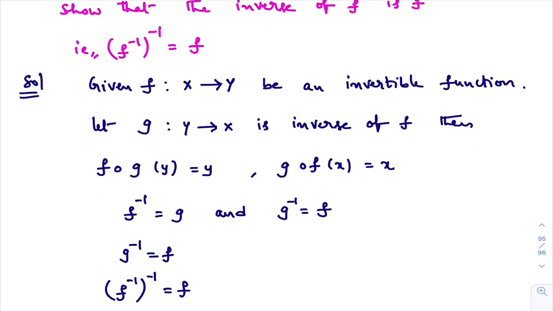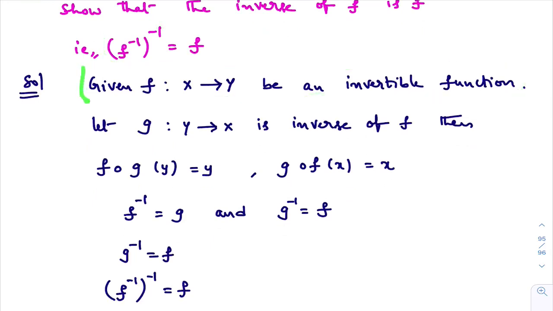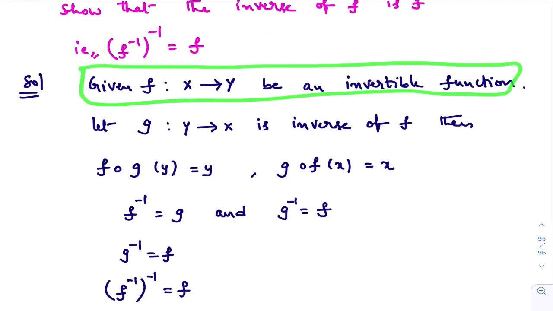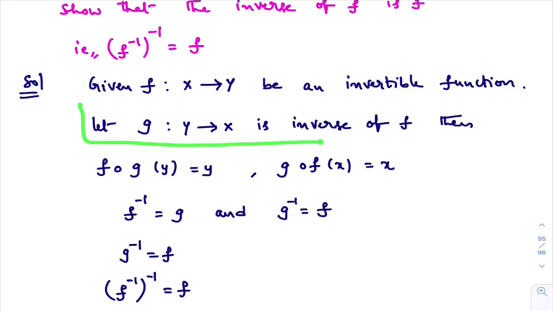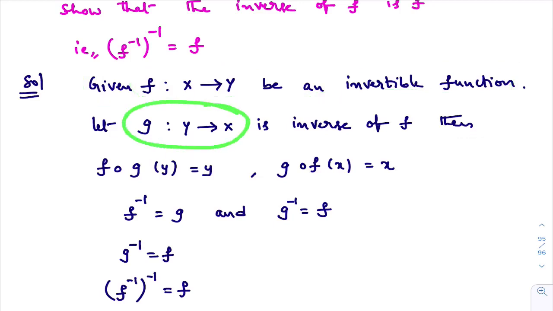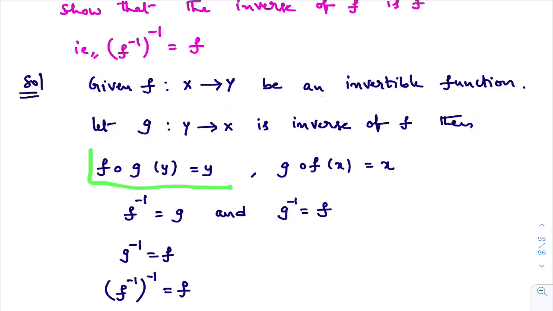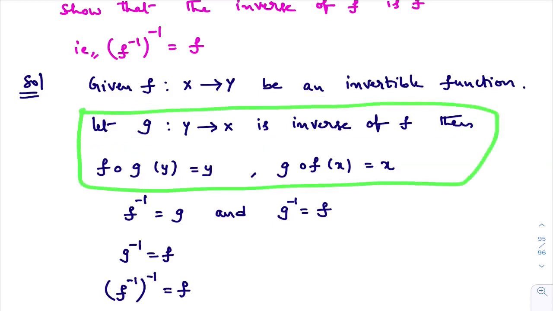Okay. First thing I have written is the given information: f from X to Y is an invertible function. That means inverse exists now. So I am taking g as the inverse of f. Let g be the inverse of f. You know that f is from X to Y, so its inverse is from Y to X. From the definition of inverse of a function, if g is inverse of f, then I can write f circle g of y equal to y and g circle f of x equal to x. You see the definition of inverse of a function, then you will come to know all these things.